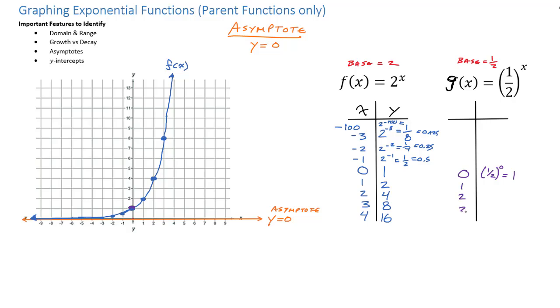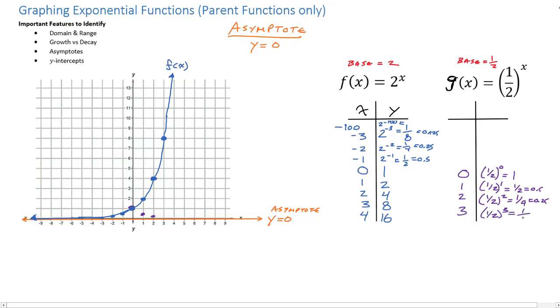Well, what if I make it 1, 2, 3, right? Keep going. Well, what's 1/2 to the power of 1? That's 1/2, right? Which is 0.5. Okay, so it's right here. What if I go so on and so forth? 1/2 to the power of 2, okay, which is 1/4, which is 0.25. Which is right here. And then so on and so forth. 1/2 to the power of 3. Well, that's 1 over 2 to the 3, which is 1 over 8, which is 0.125.